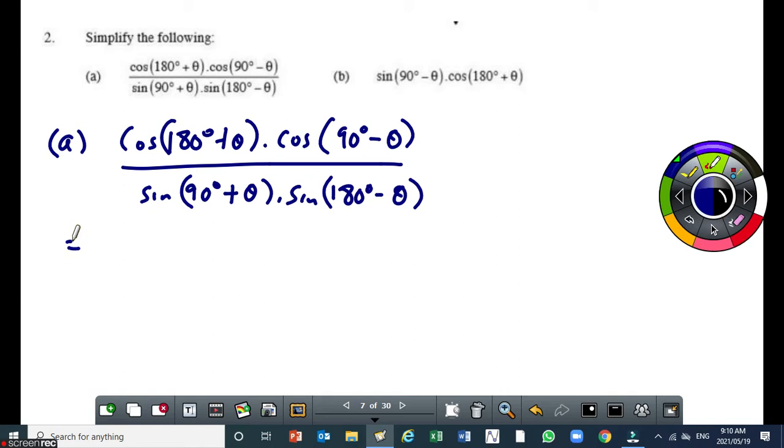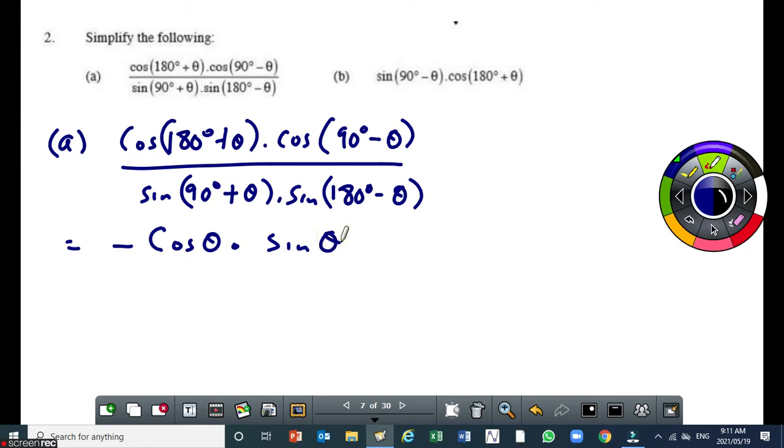So cos(180 degrees plus theta), it's in the third quadrant. It's equivalent to minus cos theta. So I'll replace that cos(180 degrees plus theta) by minus cos theta times cos(90 minus theta). I'm sure you see that it's a co-ratio, so it's number 2 here. Cos(90 minus theta) is equal to sine theta.